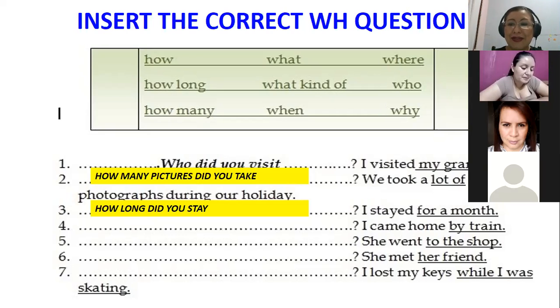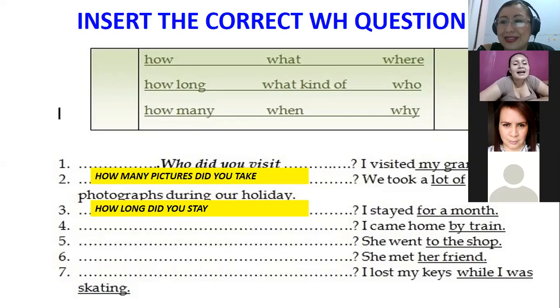Okay, and number seven. What about number seven? Who did you lose your... How? What? Sí. Sería what? What did you lose? What did you lose? ¿Qué perdiste? I lost my keys while I was skating.